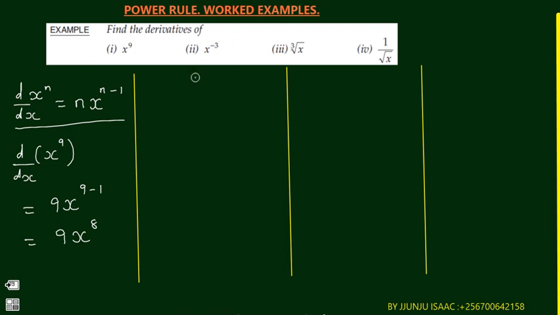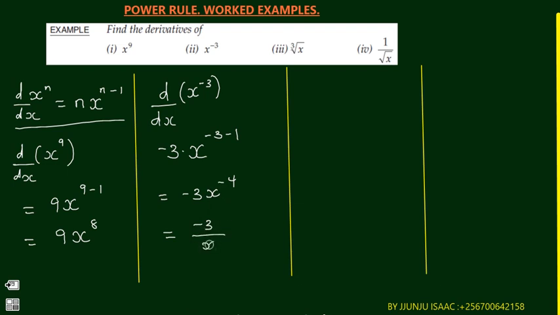In Roman numeral 2, we have to find the derivative of x raised to power negative 3. We do the same. We have negative 3 as the power, so we write negative 3 times x. Then the power is negative 3, we reduce it by 1. We get negative 3 times x power negative 4. We can again write it as negative 3 over x power 4, law of indices.